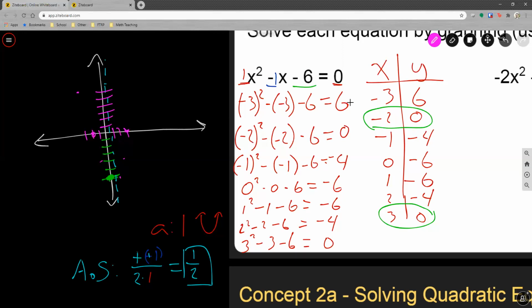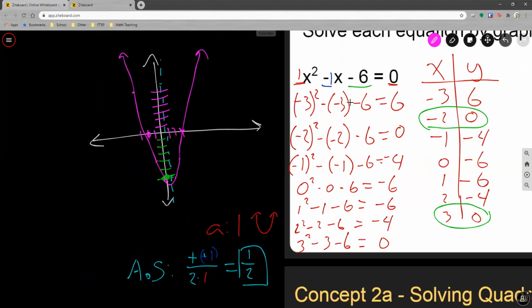If I plot all these points, I don't actually have my vertex, but I know my vertex is somewhere down here on the axis of symmetry, which was 1/2. If I plug in the value 1/2, I would get the actual value of the vertex. Let's try drawing that one more time. And I get a graph that looks something like this. If I want to get my vertex, I can plug that really quickly into the original equation.